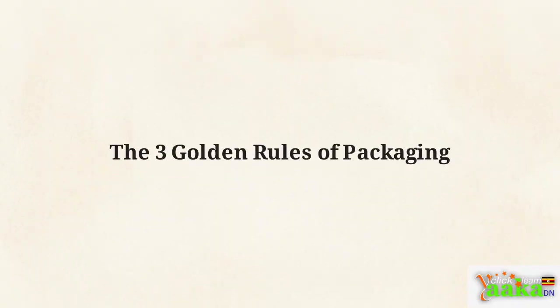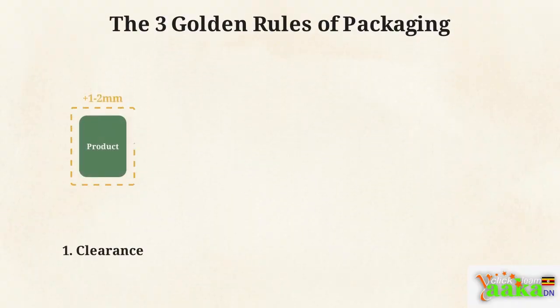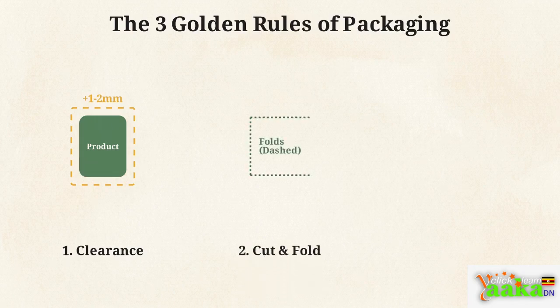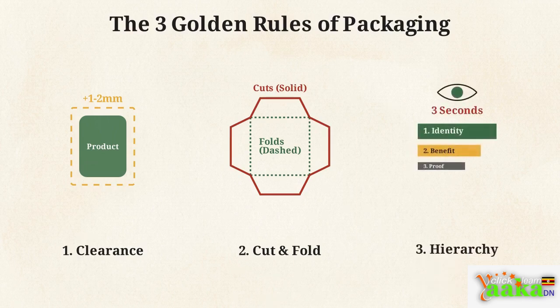This process relies on 3 rules. First, build the structure by adding 1 to 2 millimeters of clearance. Second, guide assembly using dashed lines for folds and solid lines for cuts. Third, secure attention with a 3-second visual hierarchy.